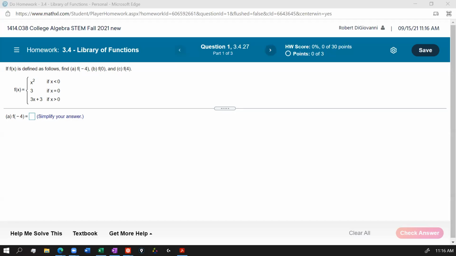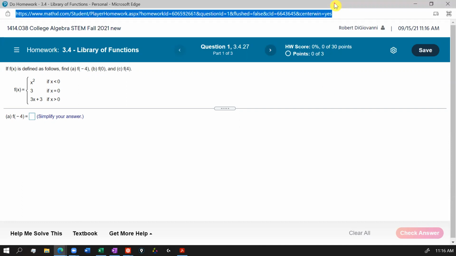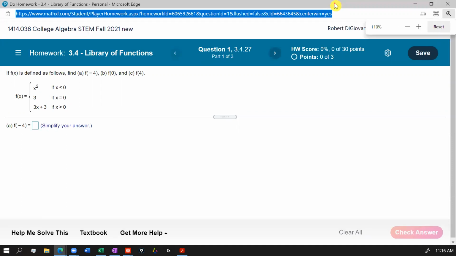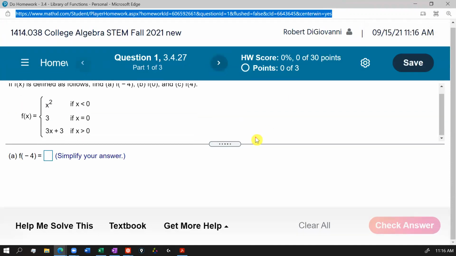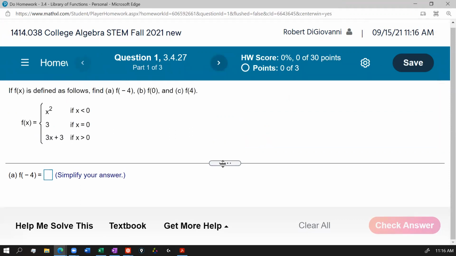All right, going to be doing the problems here for 3.4, library of functions. Let me see if I can make this a little bit bigger. There we go. All right, that should work. Okay, so first thing here is it says that f of x is defined as follows. And for part A, B, and C, what they're asking us to do is evaluate the function at different points.